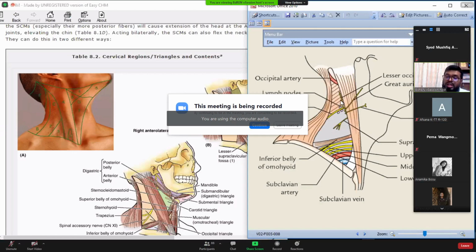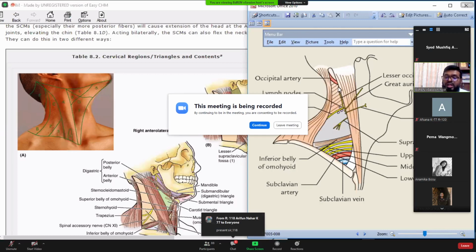Omohyoid muscle, but in the posterior triangle, this region is called again the occipital triangle, and you can see there is an occipital artery. If we discuss the names of the structures present here, the contents: the occipital artery, the lesser occipital nerve, great auricular nerve, lymph nodes, and spinal accessory nerve. This is a very important one.